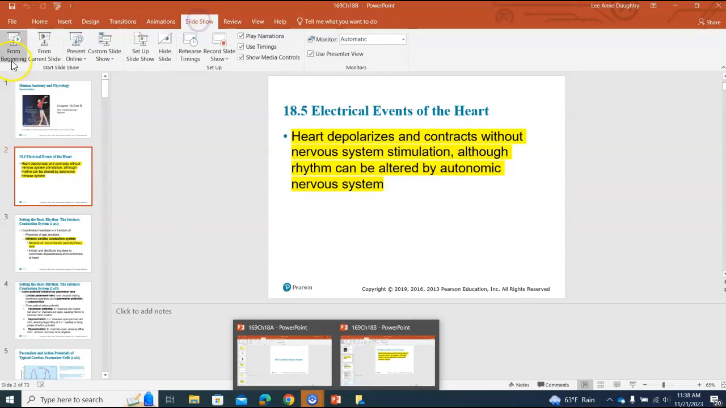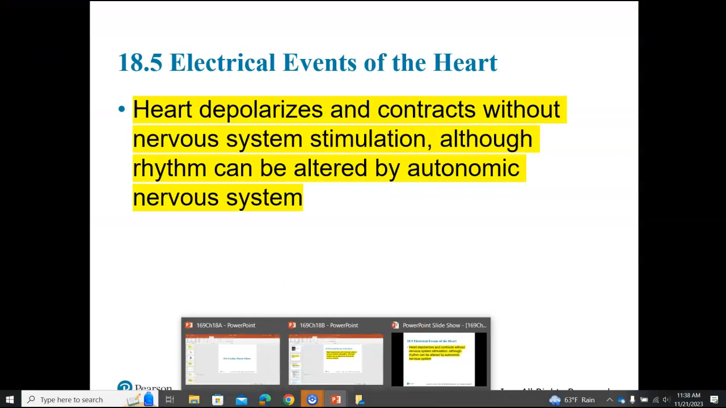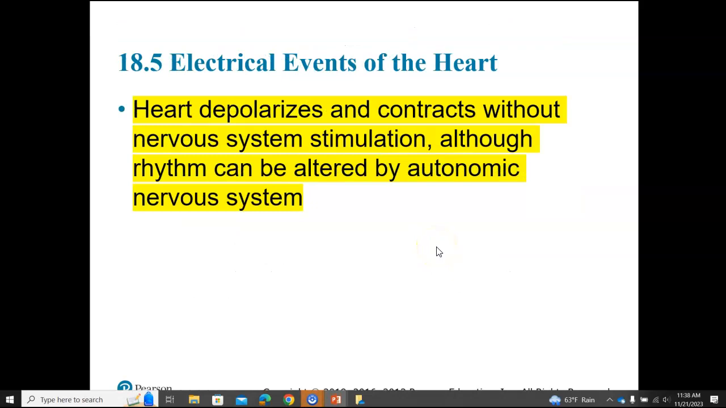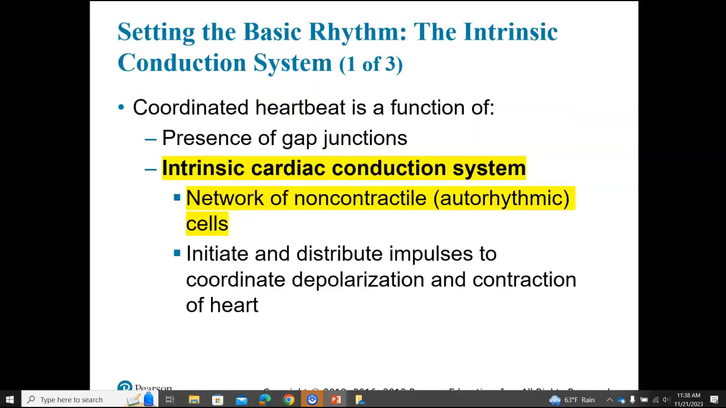And now we're going to focus on the electrical events of the heart. We just learned that the pacemaker cells depolarize on their own. They don't need nervous system stimulation. And we call this system the intrinsic conduction system.